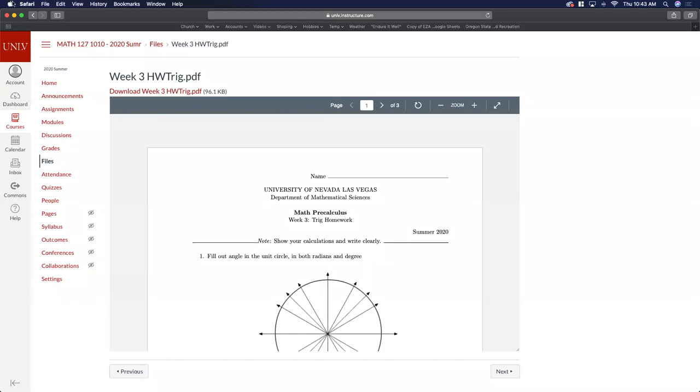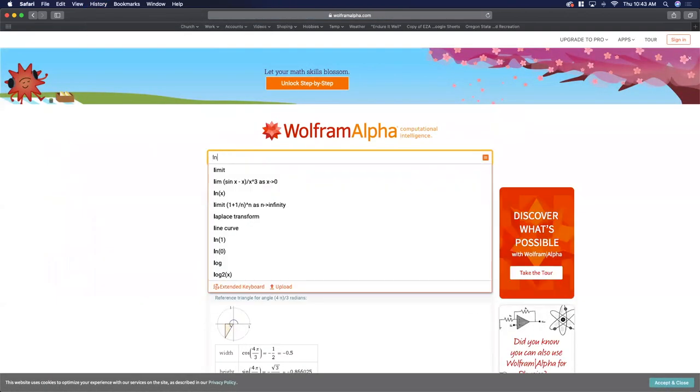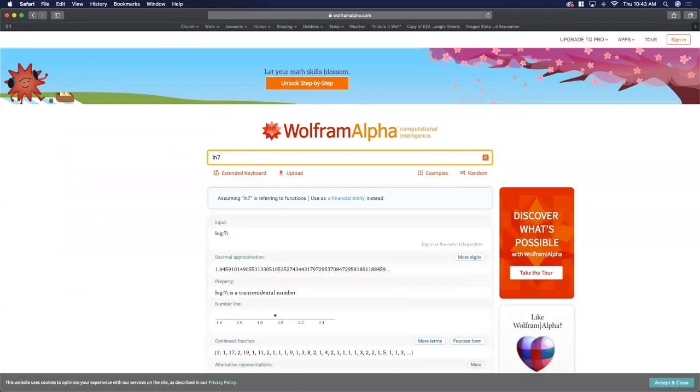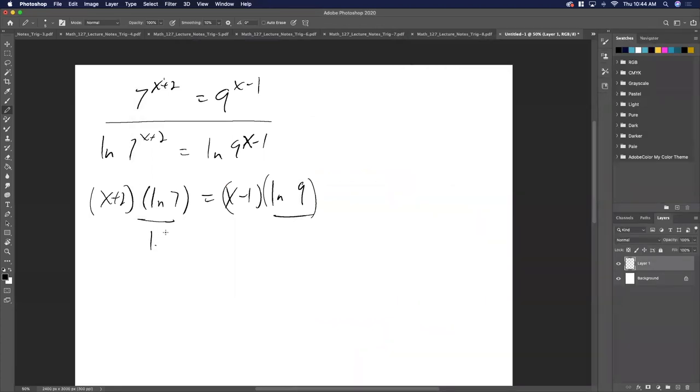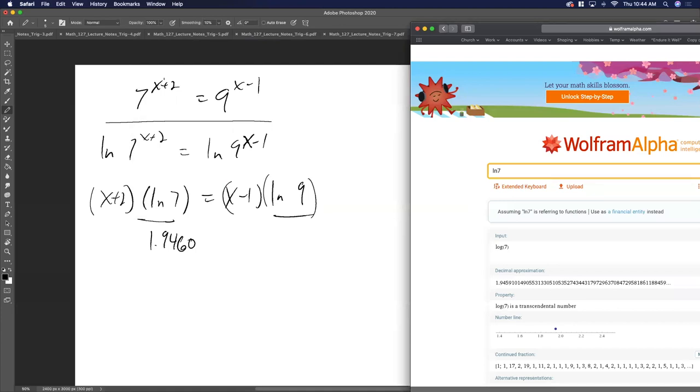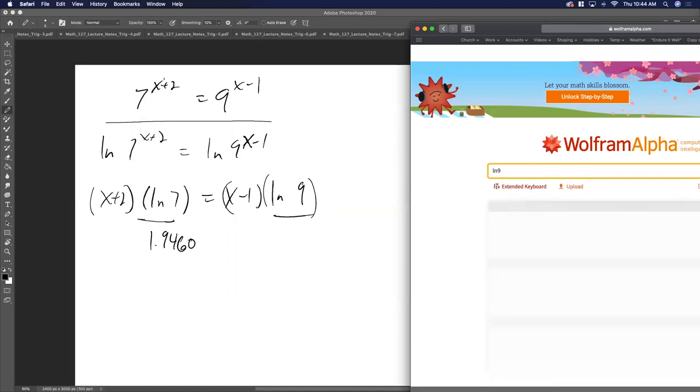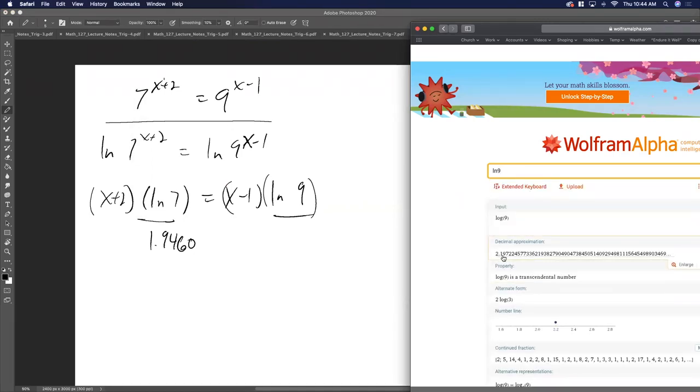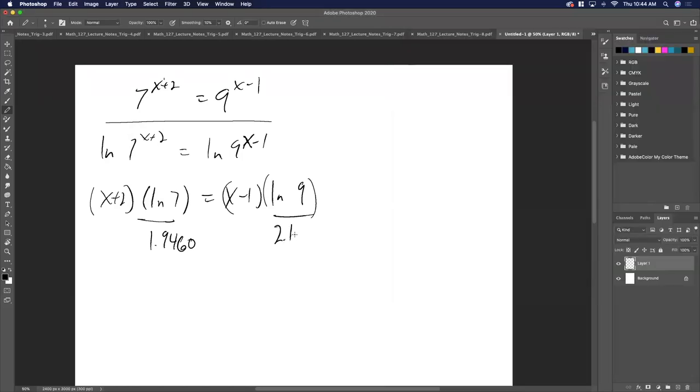Let's go back to Wolfram Alpha. What is ln of 7? It is 1.9459. If we want two decimal places, I would always grab two extra just to be careful, so that no rounding goes wrong. So I'll put in 1.9460. This is 1.9460. And ln of 9 is roughly 2.1972. So this is 2.1972.